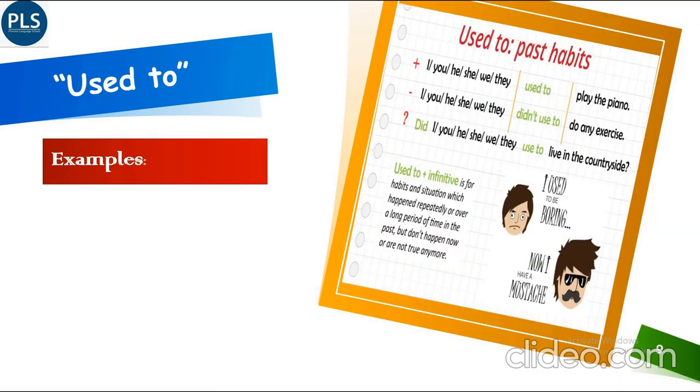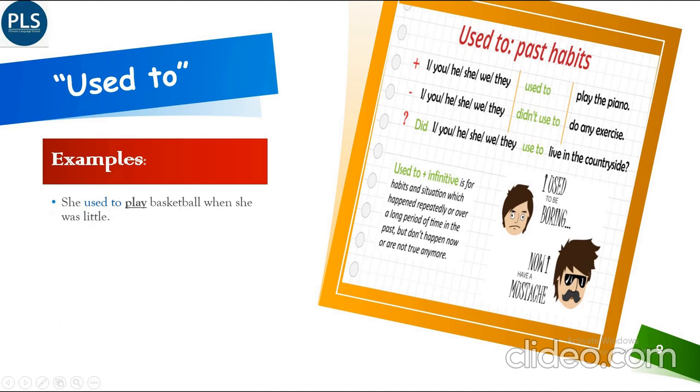For the last grammar lesson in this unit, we are going to learn about the rule of used to. Why do we use used to in the sentence? We use it to express a habit that we did in the past when we were little or kids and we do not do it anymore. Like another example, it was a routine or a daily thing in the past for us, but now it's not. We're going to learn it by looking at the examples.